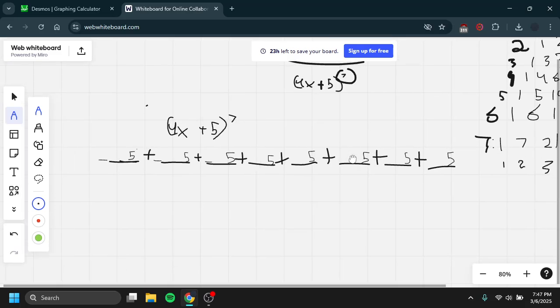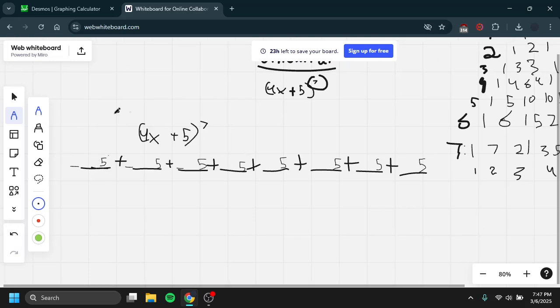So this will be, I think, 5 to the 7th, 5 to the 6th, 5 to the 5th, and 4x to the 7th, 4x to the 6th, 4x to the 5th, 4x to the 4th, I believe. Yeah, 4x to the 3rd, 4x to the 2nd, 4x to the 1st, and then this is our constant.